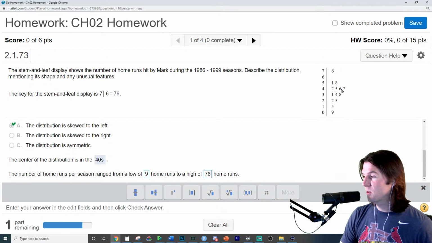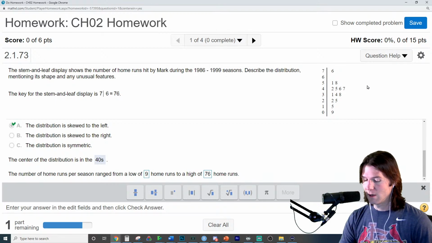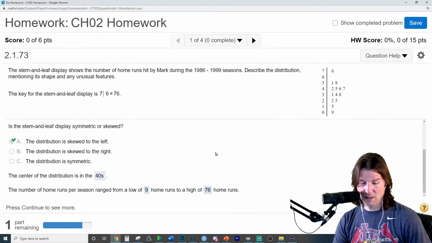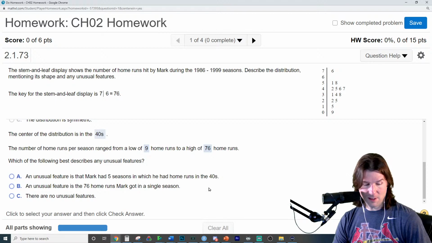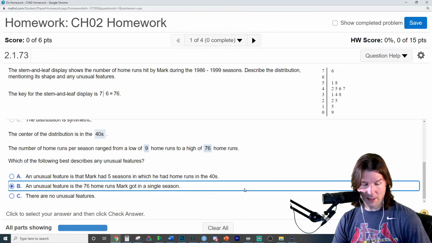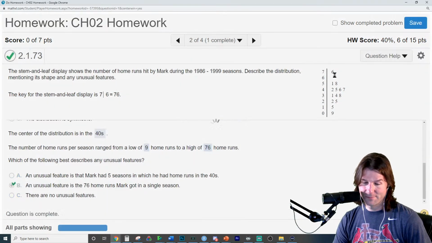What does this 6 represent right here? So in one year during Mark McGwire's seasons, he hit 46 home runs. That's what that 6 represents. So there was a year where he hit 46, a year where he hit 45. What's going on with the nothing in the 60s? That means there were no years where he hit home runs in the 60s. An unusual feature is that outlier up there. Yep, there's the outlier.